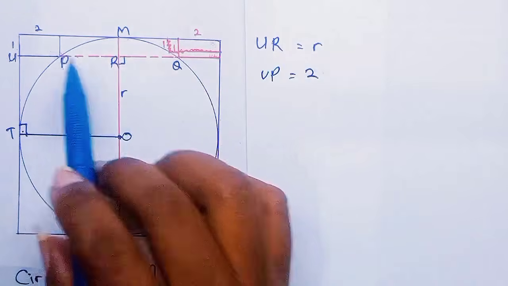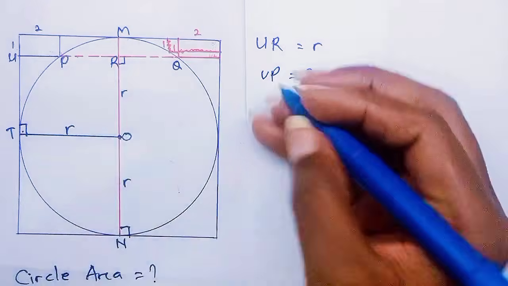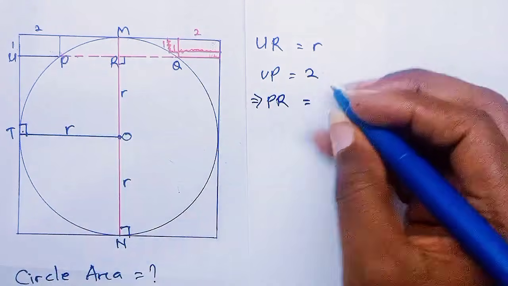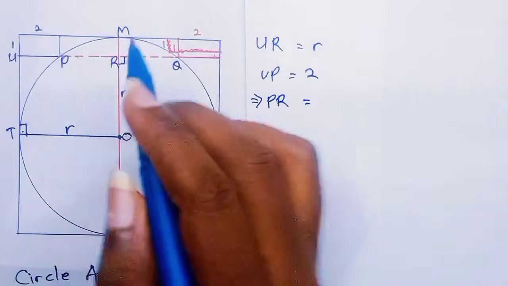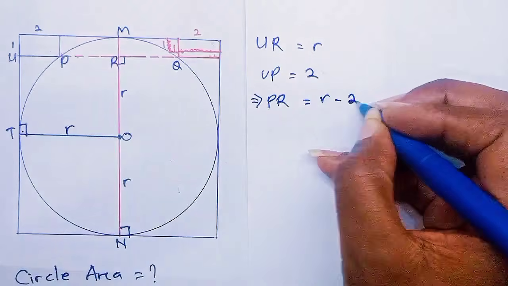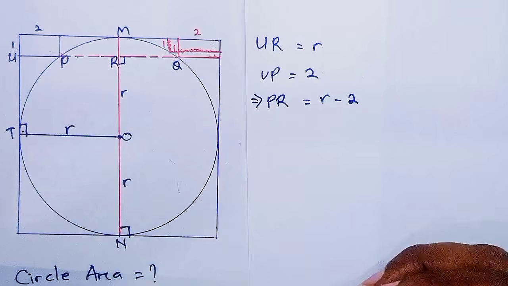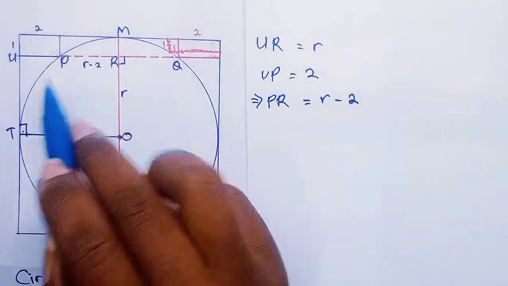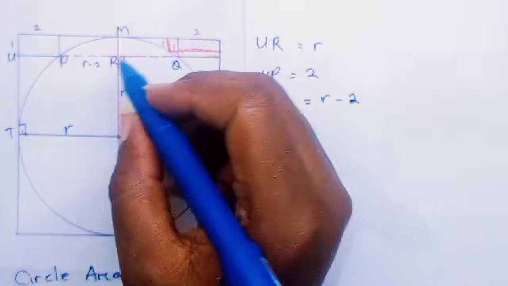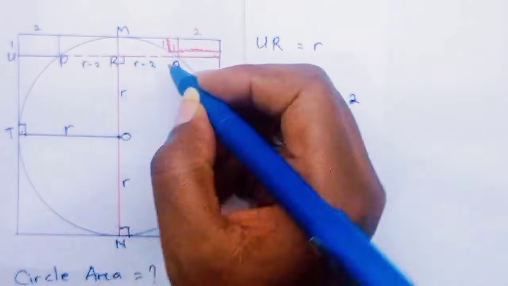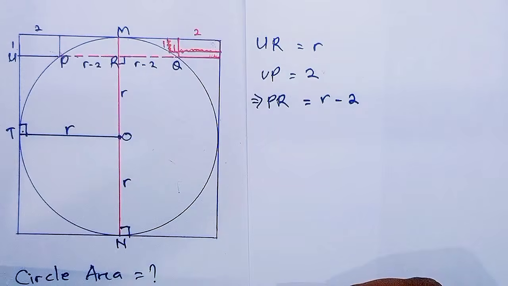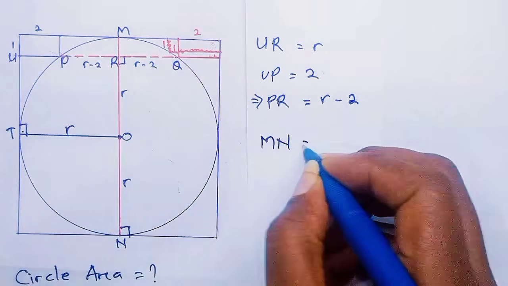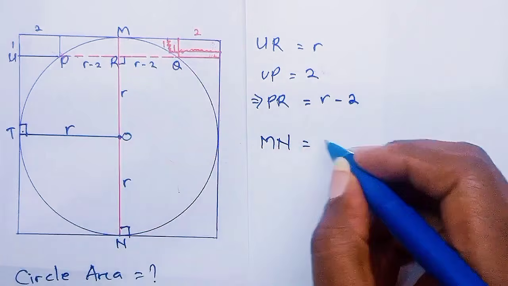Therefore, PR will be equal to, from here to here is R, so this will be R minus 2. So PR is R minus 2. But remember, if we are to reflect, also RQ is R minus 2. And the diameter MN is R plus R, which is 2R.